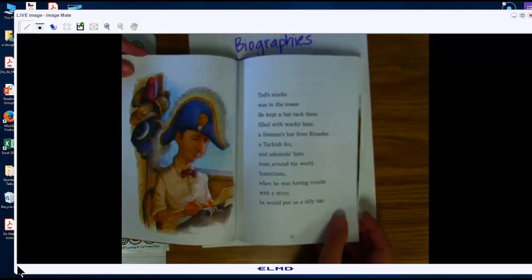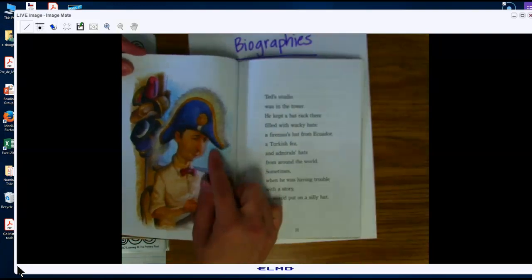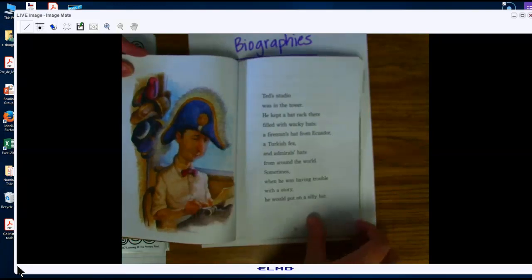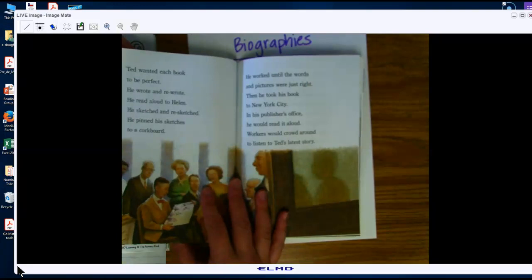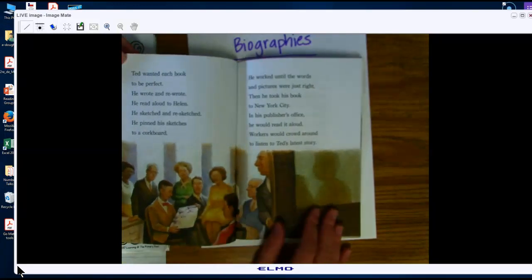He kept a hat rack there filled with wacky hats. Look at that hat. A fireman's hat from Ecuador, a Turkish fez, and admiral's hats from all around the world. And sometimes when he was having trouble with the story, he would put on a silly hat. Ted wanted each book to be perfect. He wrote and rewrote. He read aloud to Helen.